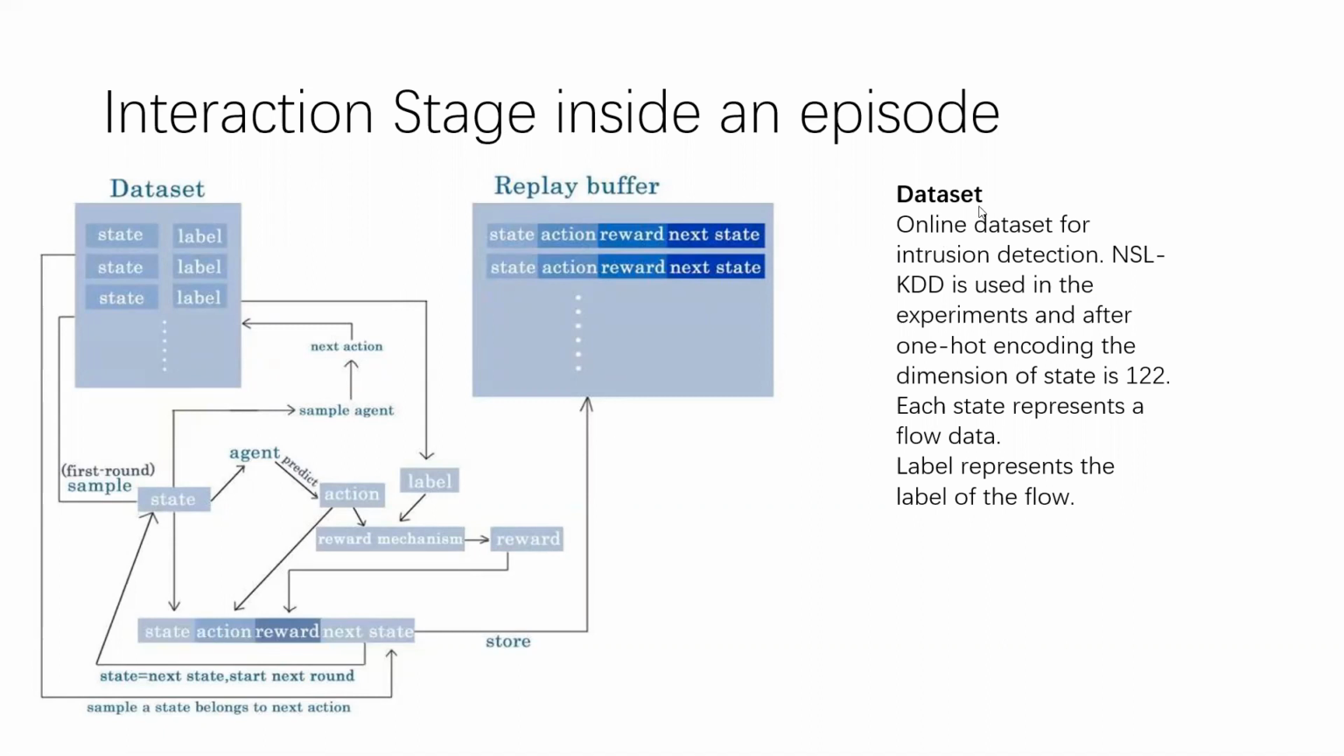There are many online datasets for intrusion detection. In our experiment, we use NSL-KDD, which is a very classical and traditional dataset. After one-hot encoding, the dimension of the state is 122.